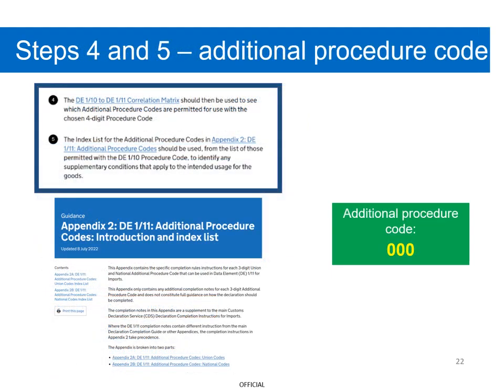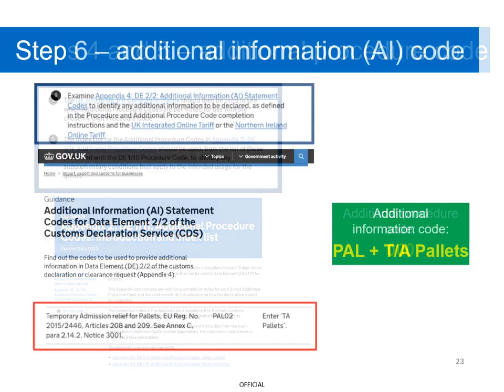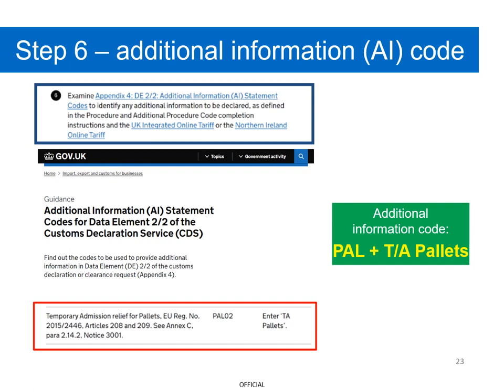In steps 4 and 5, Hallie used Appendix 1 and the data element 110 to data element 111 correlation matrix to identify the permitted additional procedure codes, and used Appendix 2 to determine which additional procedure codes were relevant to her declaration scenario. In step 6, Hallie identified the possible additional information code for her declaration. To do this, Hallie used Appendix 4, alongside Appendices 1, 2, and the UK Integrated Online Tariff.